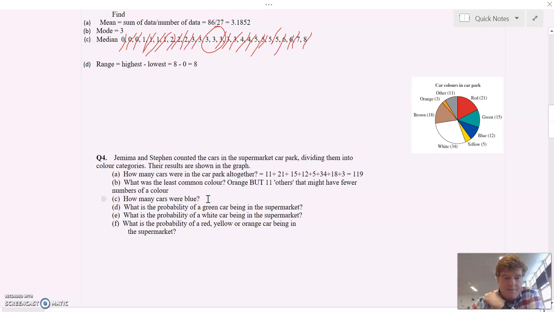How many cars were blue? So just reading off there. So straight off here, we've got the 12 were blue.